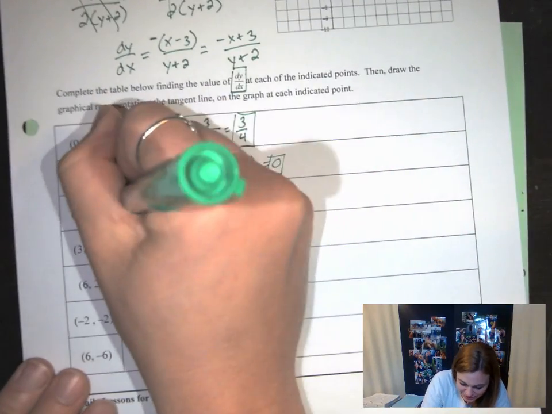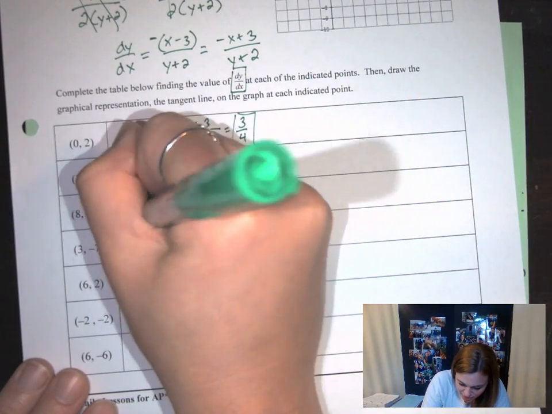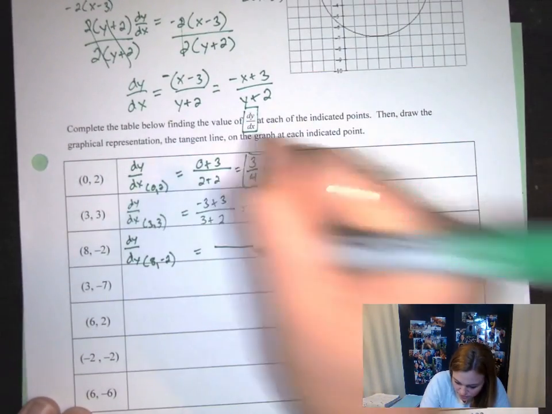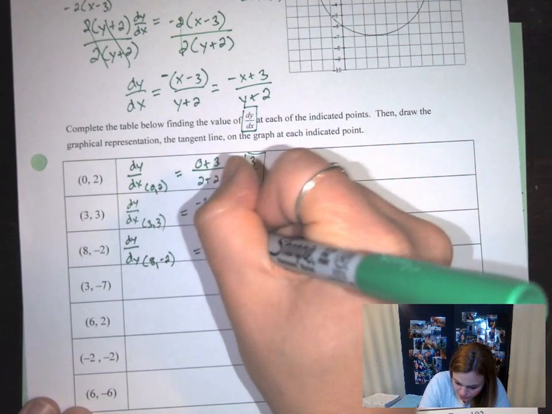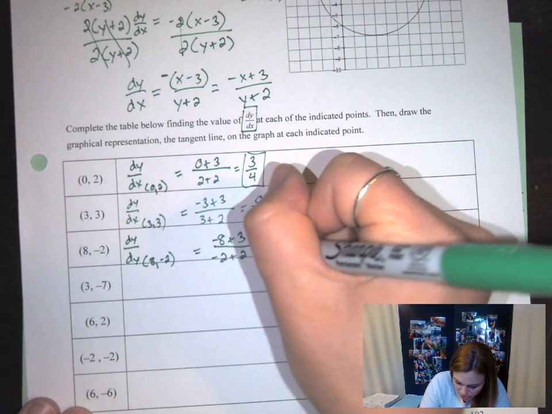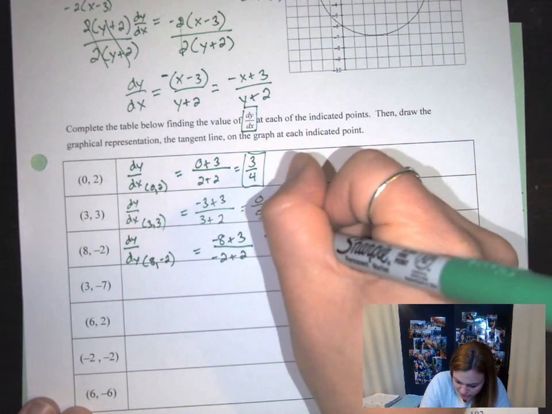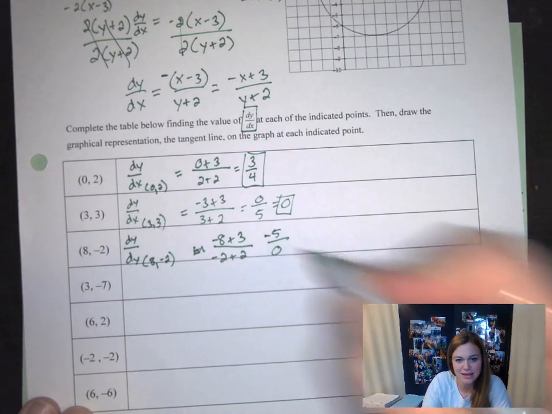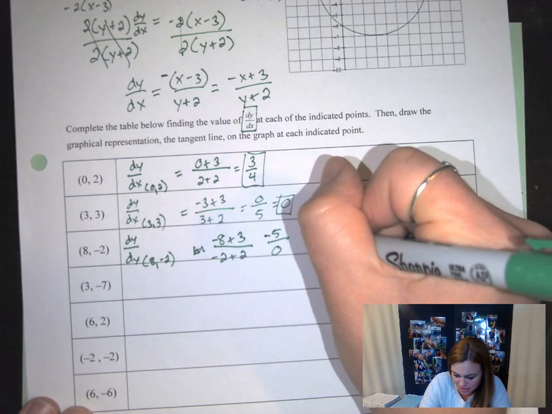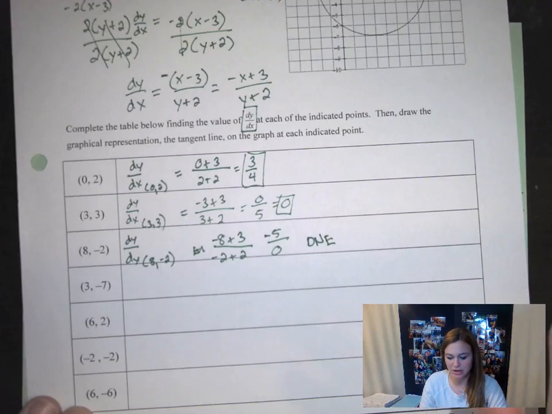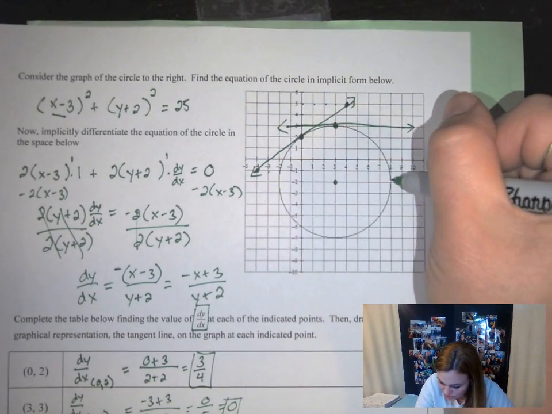Okay, the next one, dy dx, (8, negative 2). This would be negative 8 plus 3 over negative 2 plus 2, which is negative 5 over 0. Oh man, I don't even want to put an equal sign. What does that mean? This means undefined or does not exist. Let's go check out and see what this would mean on the graph. (8, negative 2) is right here.